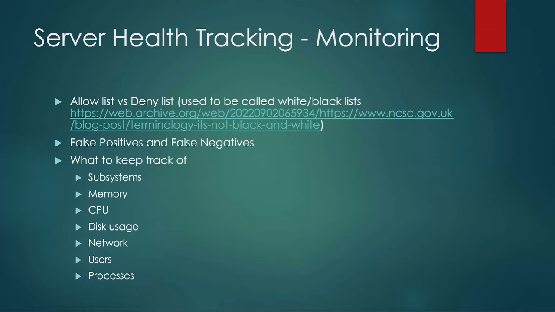Some things that we're probably going to want to keep track of on our servers are things like the subsystems and kernel modules and what's happening there. What's going on with the memory and processes on the server? Are there any processes that are taking up more memory than we want them to? What's happening with our CPU cycles? Is there anything concerning? Is the CPU working harder than we might expect? How much disk space is being used, what's going on with the network coming into and going out of the server, and is there anything concerning happening with users.